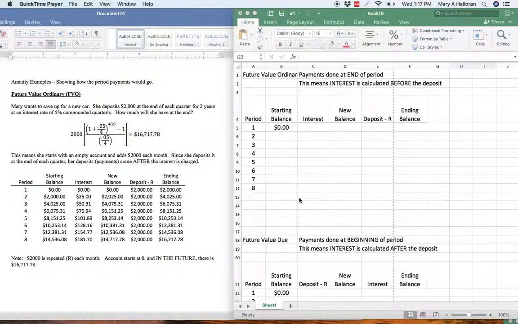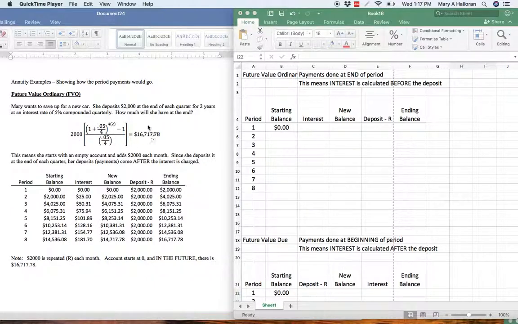I'm going to try doing this, and it's the example I did in class today, but I'm going to fill in this table that you see over here slowly so you can see it being created. So the first problem I gave in class is that I wanted to save up for a car, and I deposit $2,000 at the end of each quarter for 2 years at an interest rate of 5% compounded quarterly. How much will she have at the end?